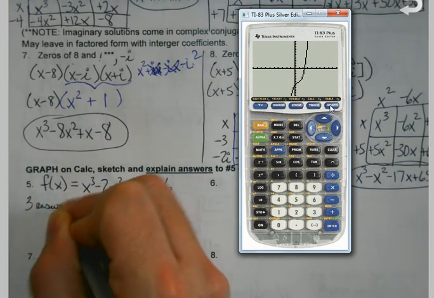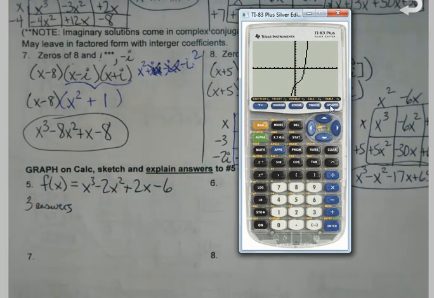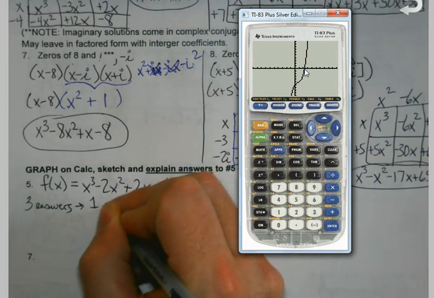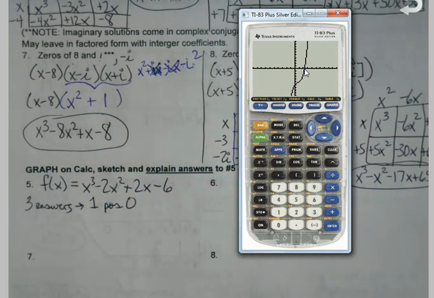Now, what do we notice right now? How many am I going to be able to find in the calculator? 1. So when they're asking about positive and negative real zeros, well, let's see. That looks pretty darn positive to me. So in this case, you would have 1 positive zero based on the graph.